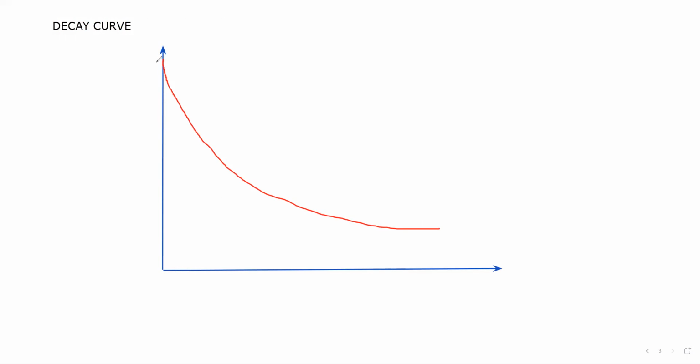Because in the beginning, you have more radioactive atoms. When the atoms become stable, they are not emitting more radiation. That's why the number of radiations coming out from the source decreases.